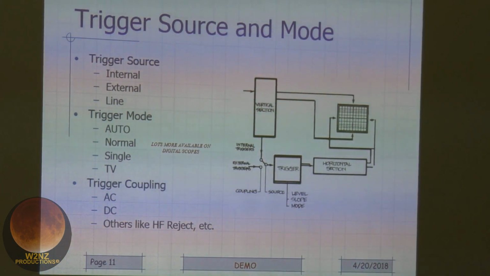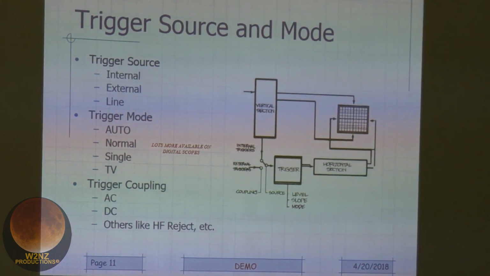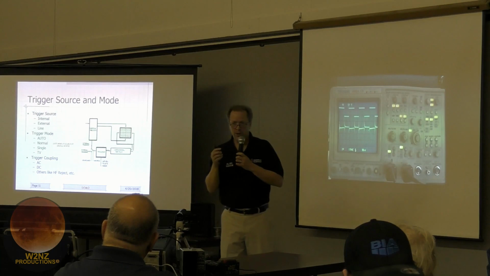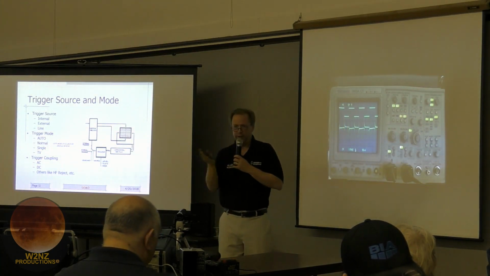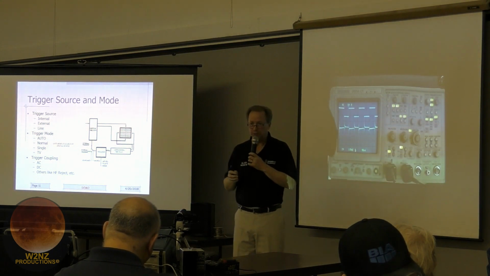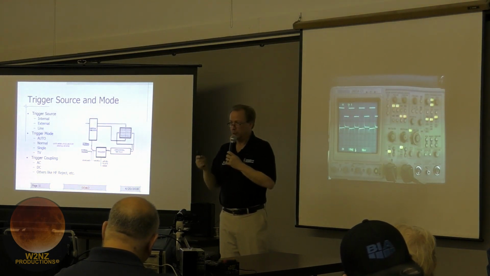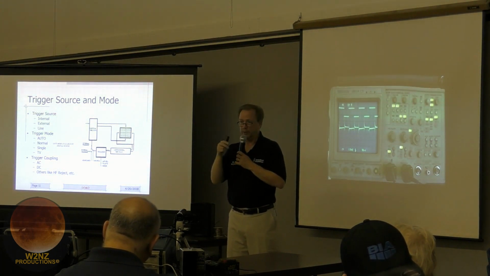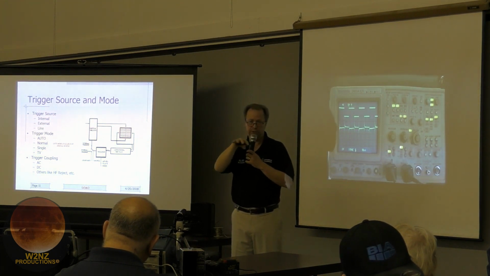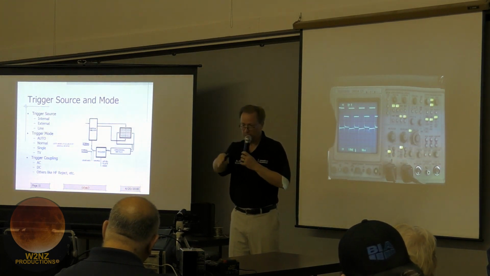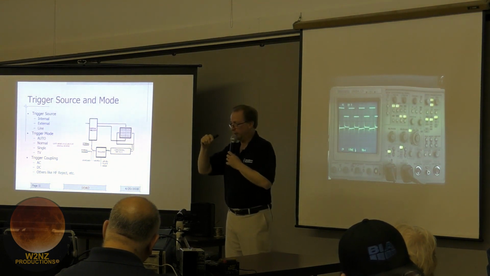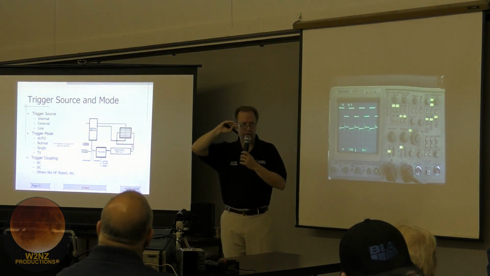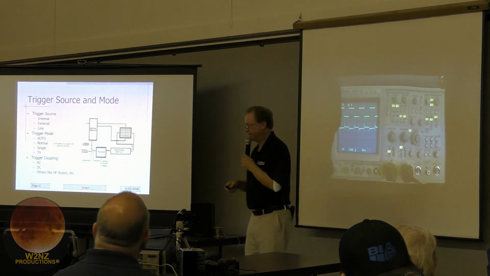So let's talk about the trigger source and trigger mode. So the trigger source is what signal do we want to look at to synchronize my sweep that's going across? Most times we're looking at the signal we're applying. We're going to take that internal signal that's sitting in the scope that we've coupled in through a probe and take a piece of that and a characteristic of that and trigger on that. Maybe when the voltage crosses a certain threshold or something like that.